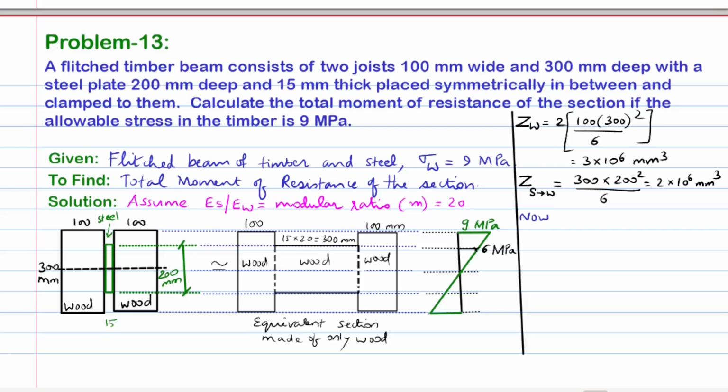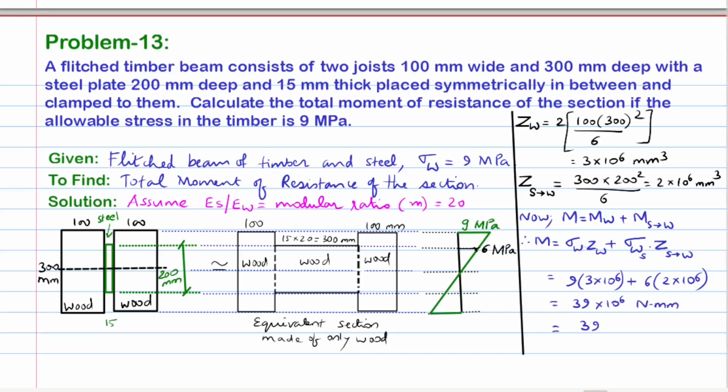The total moment of resistance for the section is given by the summation of the moment of resistances for these two parts, that is M equals M for wood plus M for steel converted to wood. This gives a value of 39 times 10 to the power of 6 Newton millimeters, which is 39 kilonewton meter in converted units.